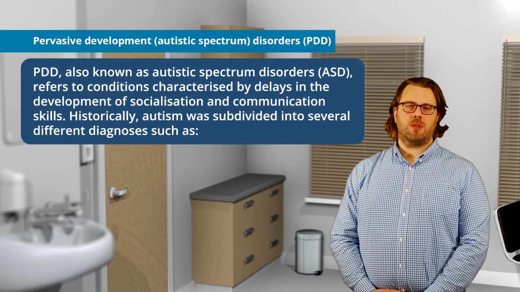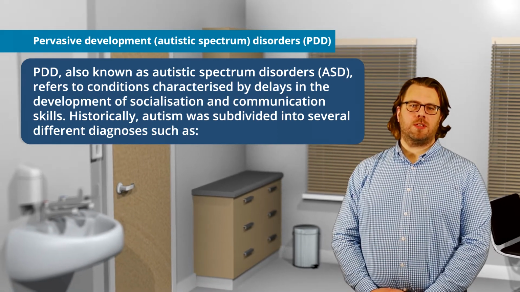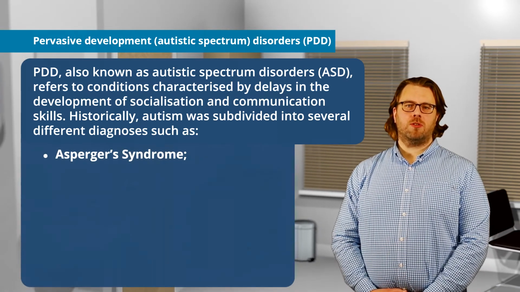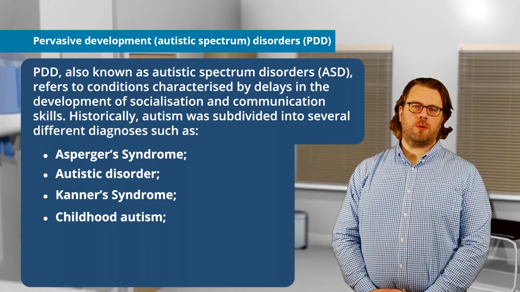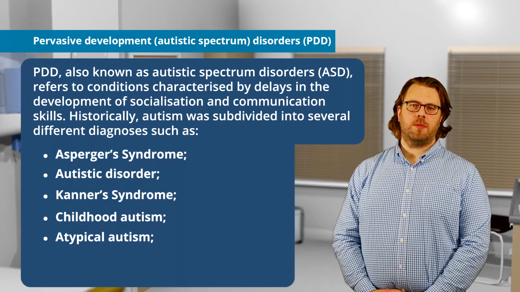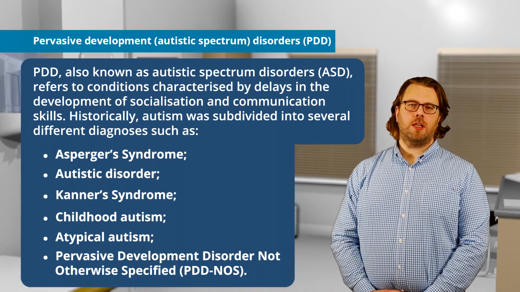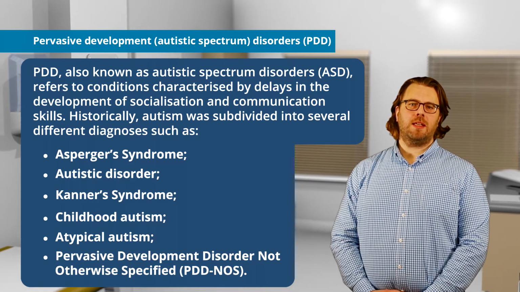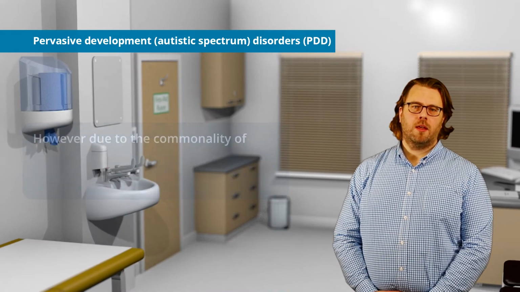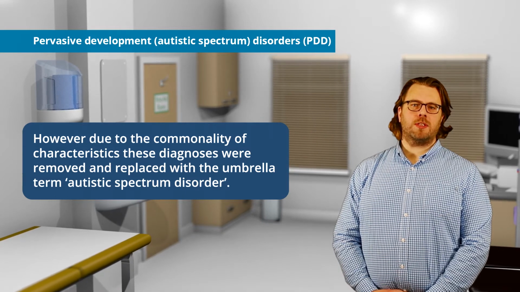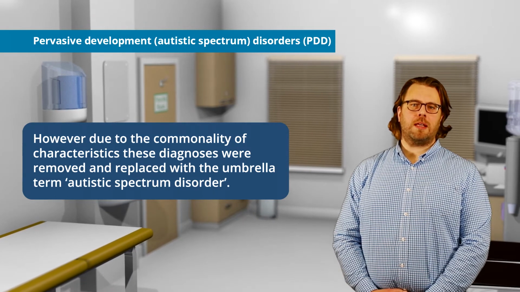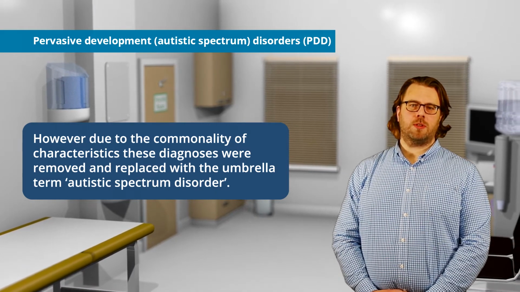Historically, autism was subdivided into several different diagnoses, such as Asperger's syndrome, autistic disorder, Kanner syndrome, childhood autism, atypical autism, pervasive developmental disorder not otherwise specified, PDD-NOS. However, due to the commonality of characteristics, these diagnoses were removed and replaced with the umbrella term autistic spectrum disorder.